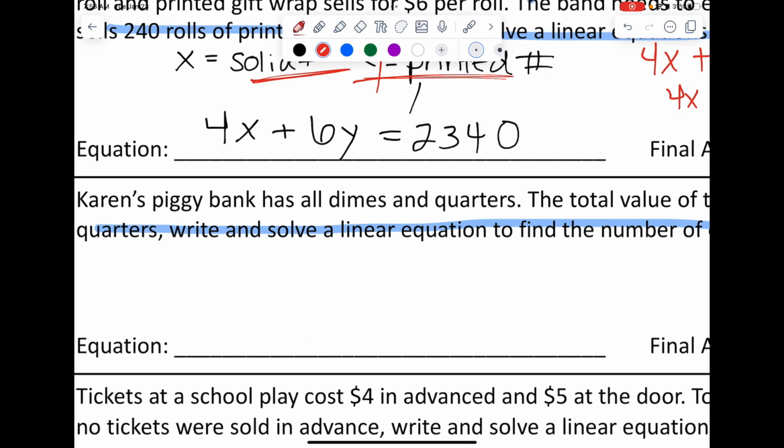You can use X and Y. You can use D for dimes and Q for quarters. That's fine. I'll do that on this one. D is for dimes. Q is for quarters. If you'd rather use X and Y, that's fine.